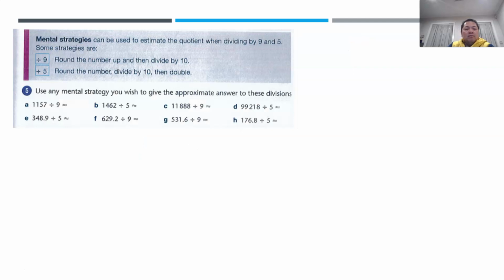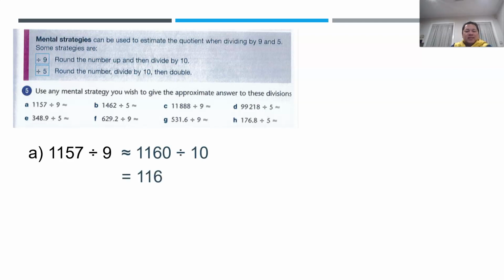Moving on, the next part is how do we go about using mental strategies to divide by 9 and 10. So the strategy is whenever you divide by 9, just divide by 10 because 10 is a nice number, right? So the first number you have to simplify first. 1,157, I round it off to the nearest 10. That's how I get 1,160 divided by 10. So the estimate is about 116.